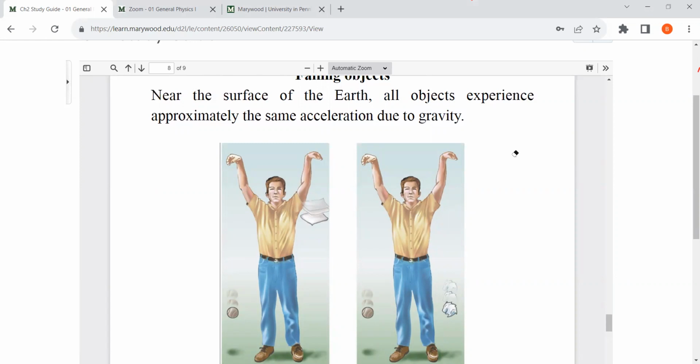Why? That we are going to understand. Why does the paper hit the ground later? Because there is something that slows the paper's fall, and that something is the air resistance.